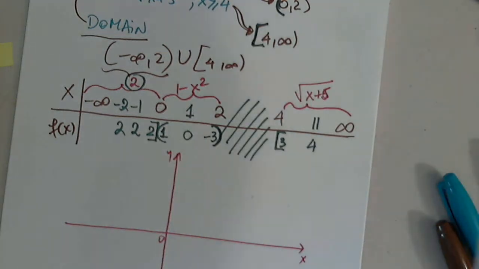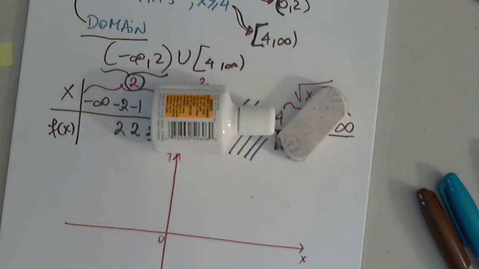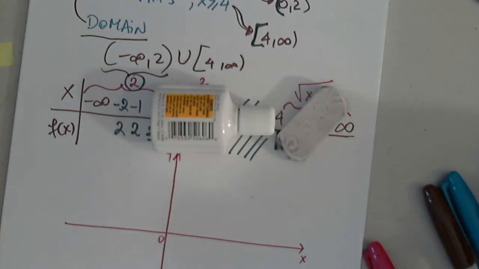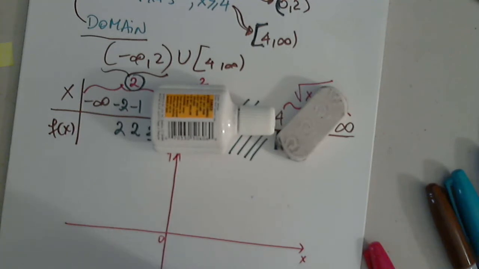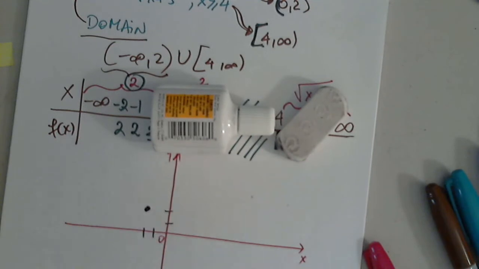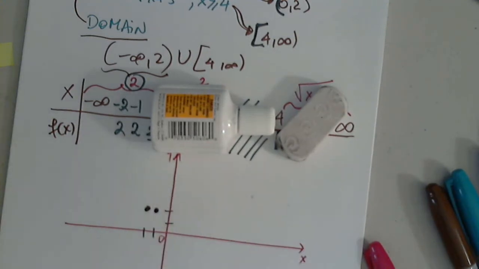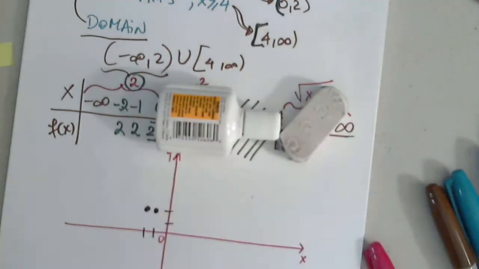Good, so can anyone give us the first ordered pair from left to right? It would be -2 and 2. Excellent. Next ordered pair. -1, 2. Very good. Next ordered pair. 0, 2.